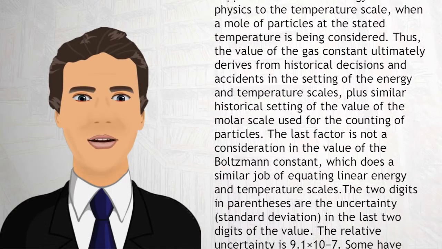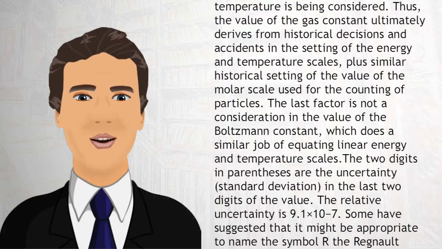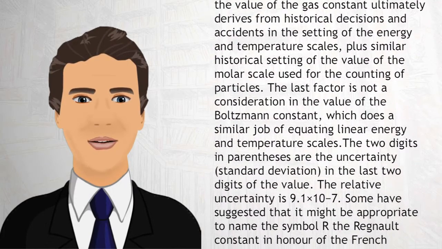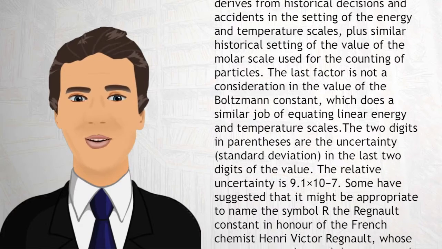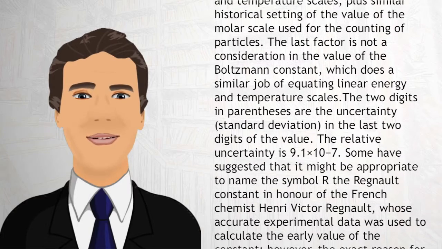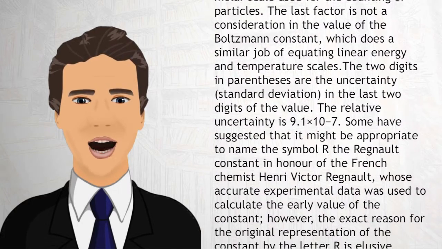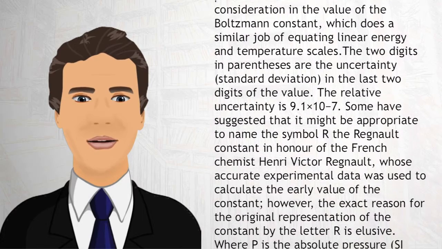The last factor is not a consideration in the value of the Boltzmann constant, which does a similar job of equating linear energy and temperature scales. The two digits in parentheses are the uncertainty, standard deviation in the last two digits of the value. The relative uncertainty is 9.1 × 10^-7.